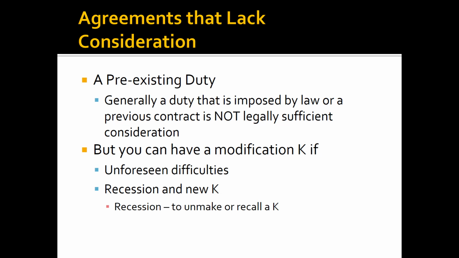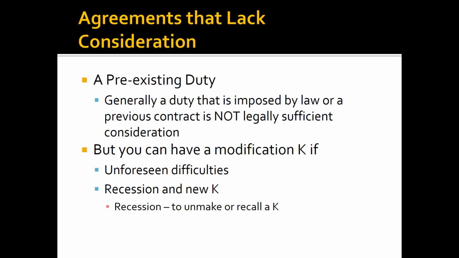Now, sometimes there's unforeseen difficulties that could change this. So suppose we had an underlying contract for me to paint your house for $1,000, and an unforeseen difficulty arises. Half the boards of the house are rotten and they have to be replaced, and that's an unforeseen difficulty. Well, then the additional $1,000 would be reasonable for me to pay, even though there was a pre-existing duty for me to paint your house.